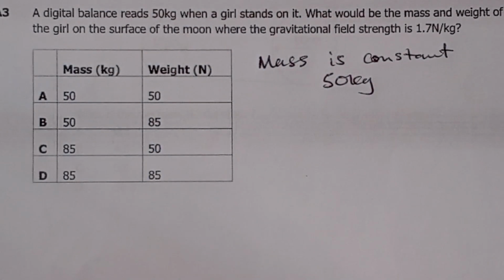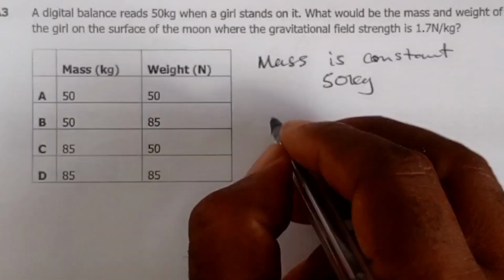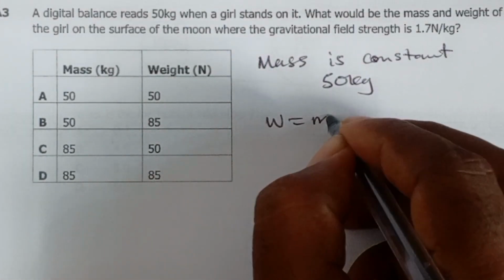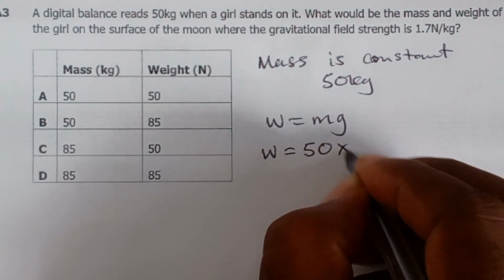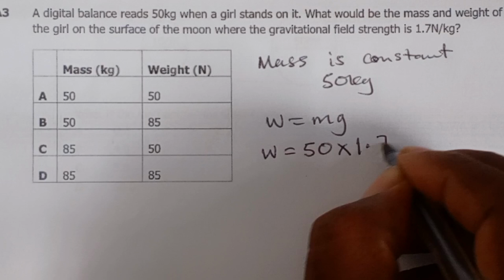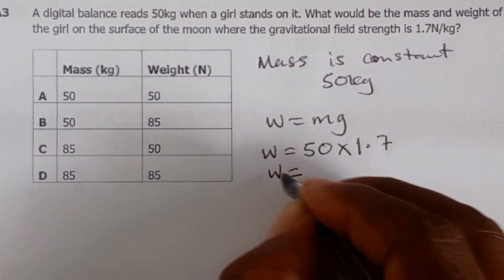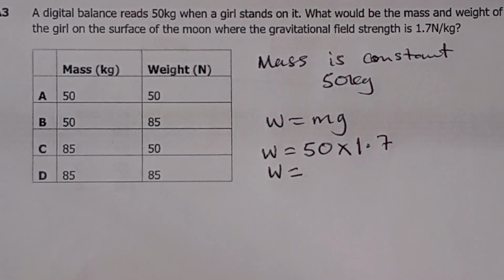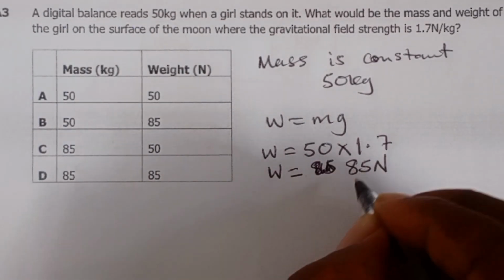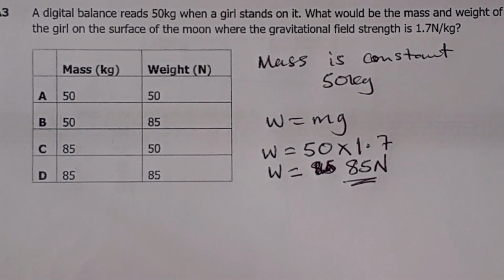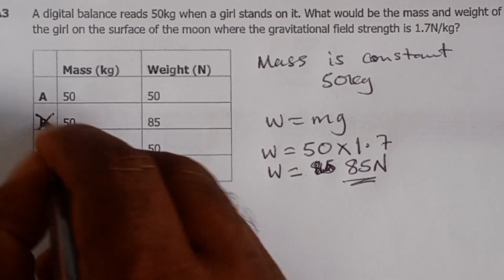But weight changes. You need to understand that weight is equal to mass times gravity. So weight is equal to mass, which is 50 kg, times gravity of 1.7. So 50 times 1.7, we are going to have 85 newtons. So mass is 50 kg, then we have weight 85 newtons. So the answer is B.